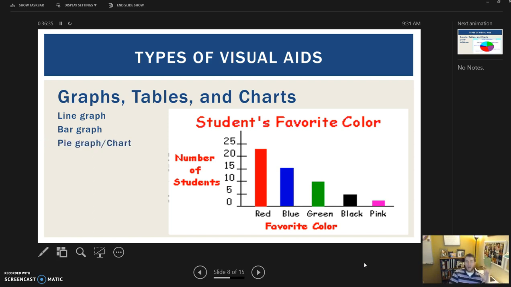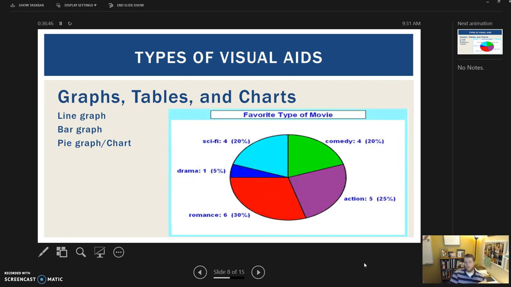Same thing here. Pie graphs and pie charts are fantastic as well. So if I say, across the board, students tend to prefer romance as a movie type. Well, okay, this is a better way of visualizing it. Actually, only by 5%, and look how there are like 4 kinds of movies people like, and they're all within 10% of each other. And when you see the slice of the pie, it's really different.